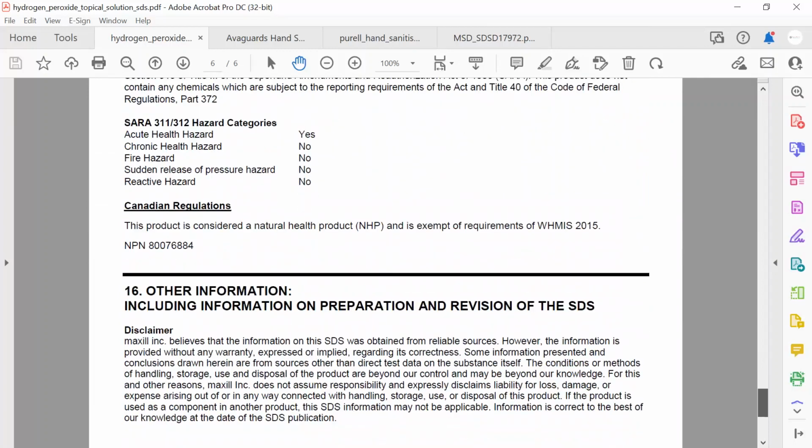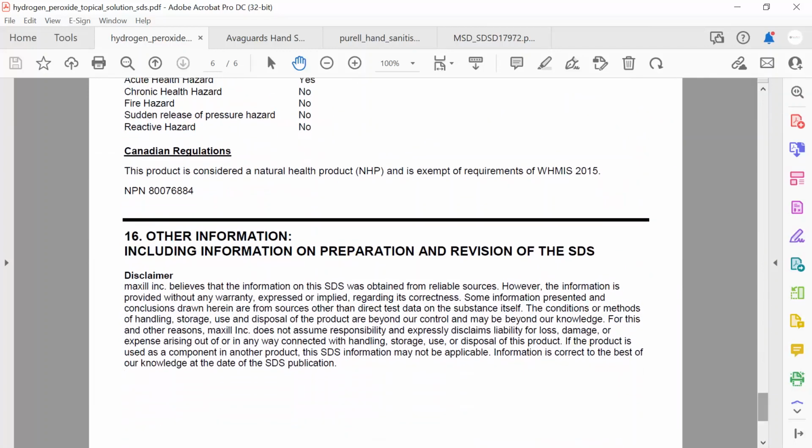So I'm going to pop on down to number 16, and you can see in this particular one, it does not have additional information about this or any type of revisions. In some cases, you may see national fire information. You might see what's called the NFPA. It may be a diamond. You may also see the HMIS system.